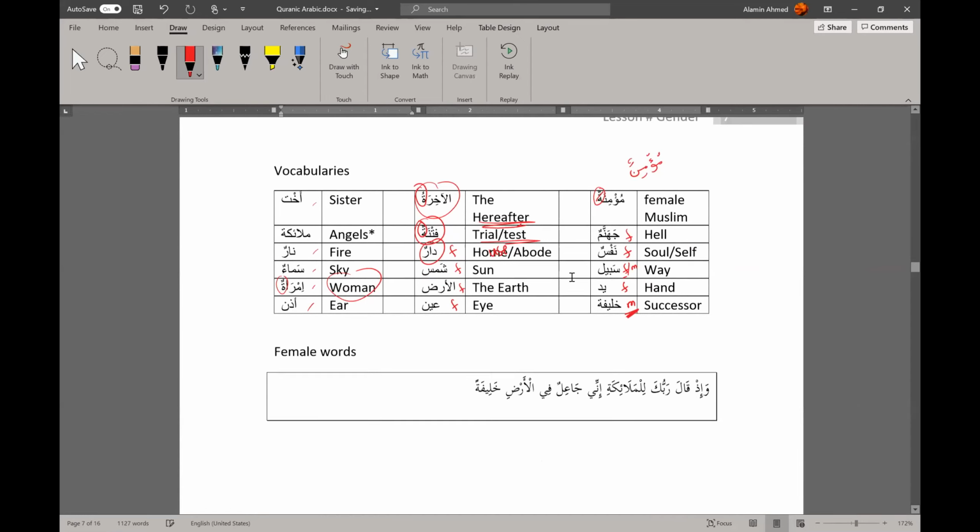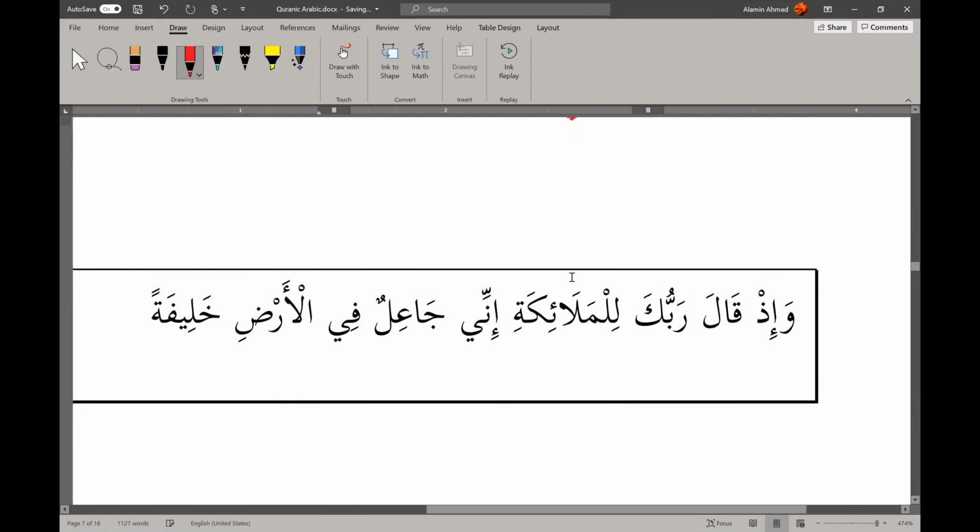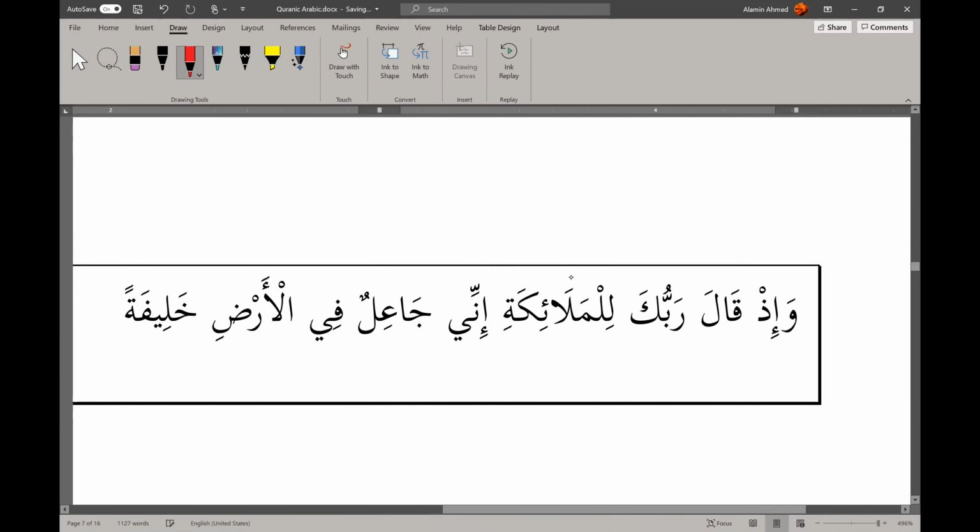I didn't have enough time to prepare things, but let's look at this first and see what we can find from here. What does wa mean? And. Okay, so now the question is, what kind of part of speech is it? It is a harf. Good. I don't think we did this one.